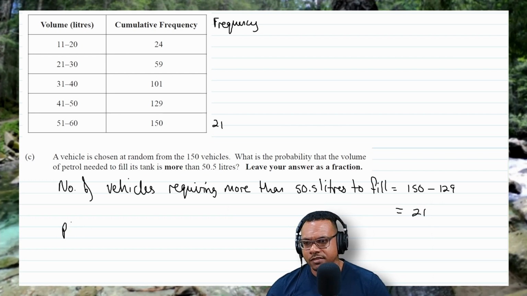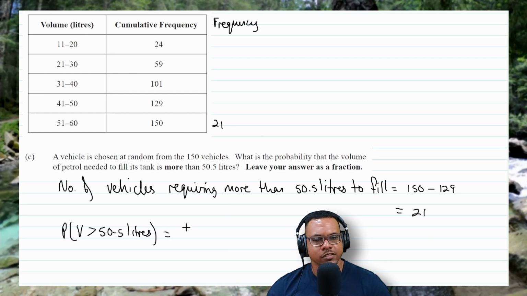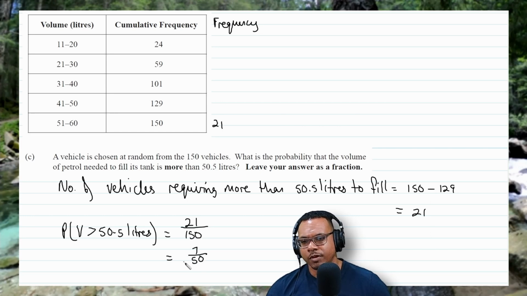So now my probability that the volume is greater than 50.5 liters will be equal to the 21 vehicles out of the total, which is 150. And now I could say 3 into 21 is 7, and 3 into 150 is 50. So my probability will be 7 over 50.